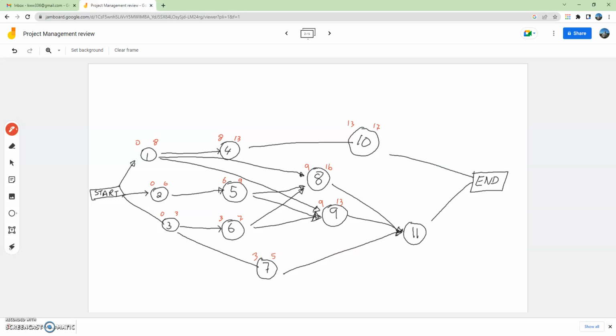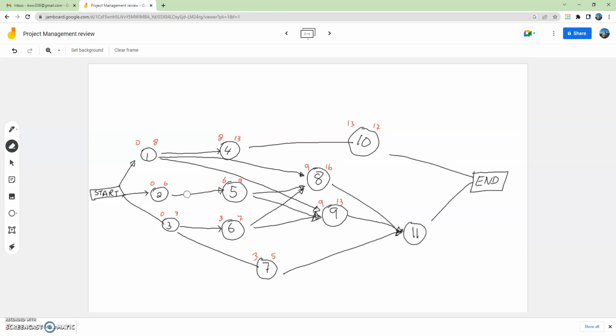Activity 11 has to start. The earliest it can start is after activities 8, 9, and 7 are completed. If we picked time period 5 for activity 11, activity 8 and activity 9 are not done yet. So activity 11 has to wait until all predecessor activities are completed. So the earliest it can start is time period 13. And that goes for 16.